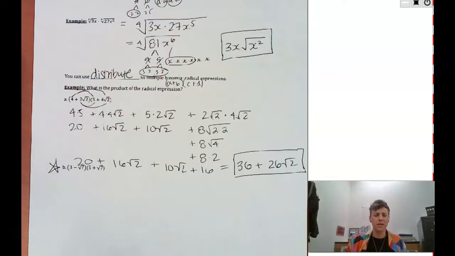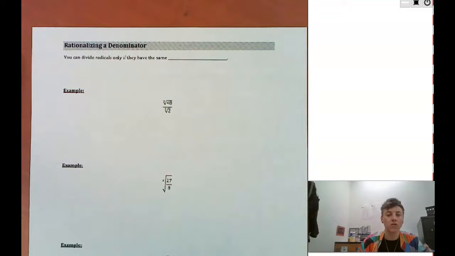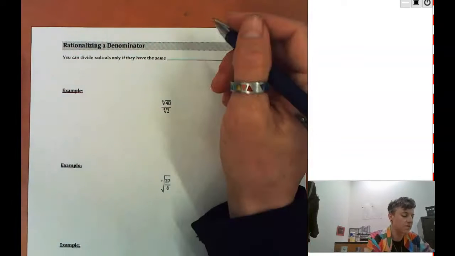All right, we talked about multiplying. So obviously we got to talk about dividing. You can divide radicals if and only if they have the same index.